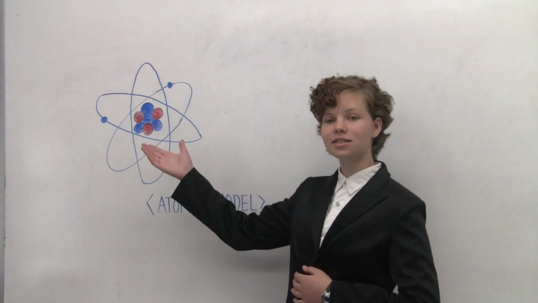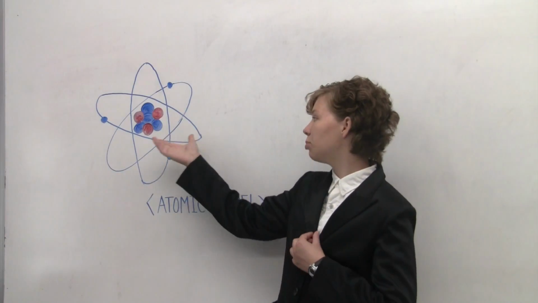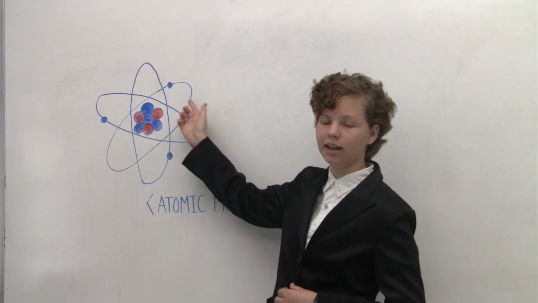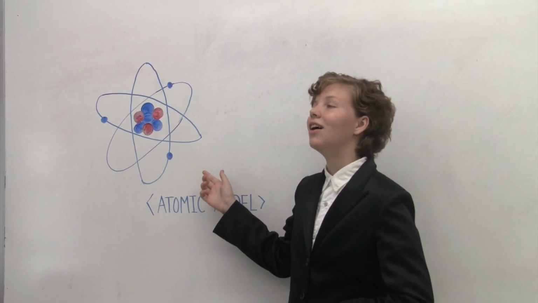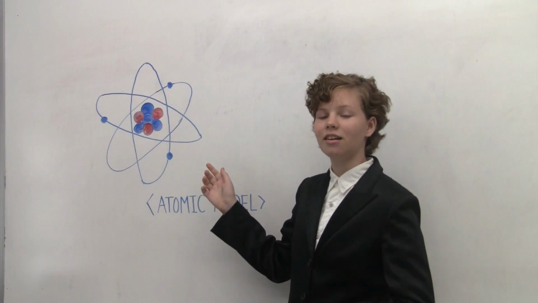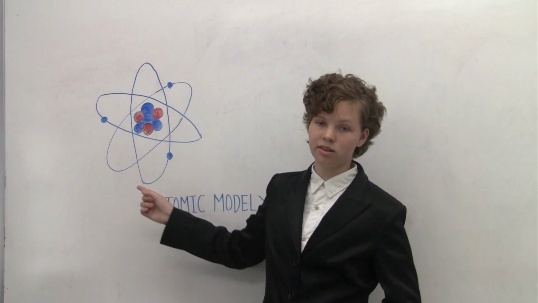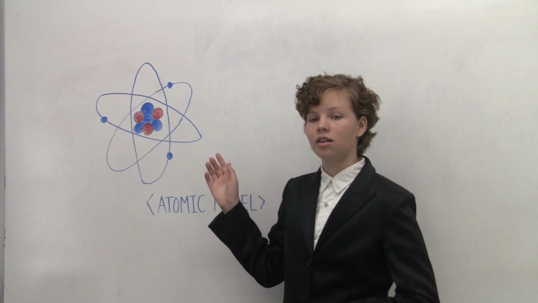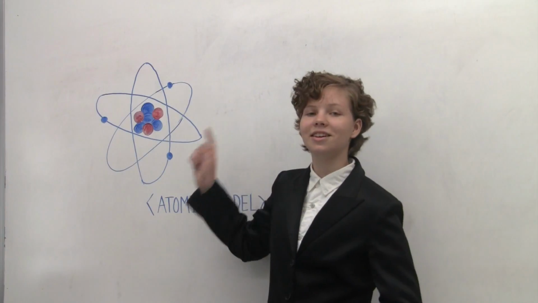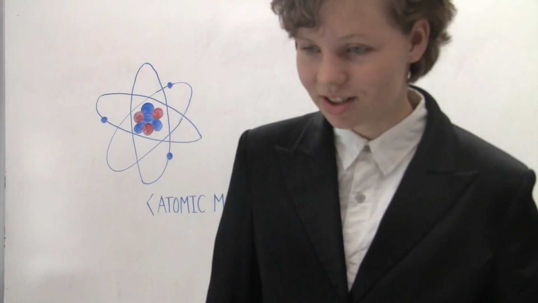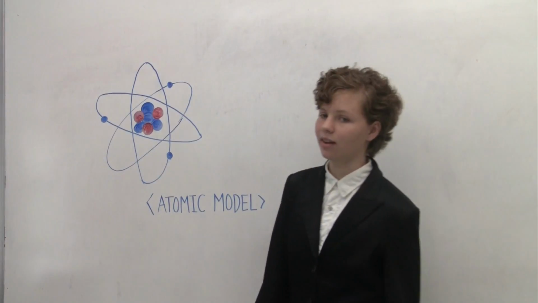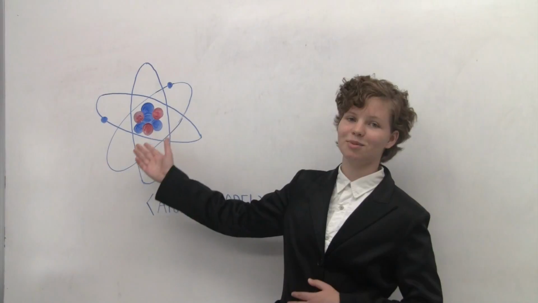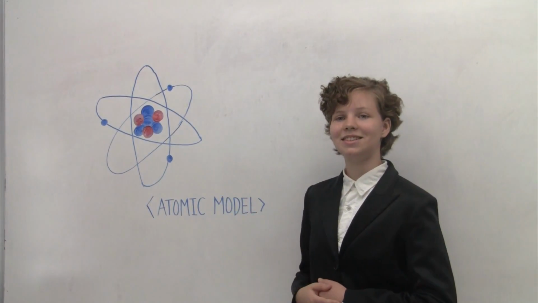This is the atomic model. It shows a positively charged nucleus surrounded by negatively charged electrons. I first discovered that the electrons traveled in orbit around the nucleus. Then I discovered that the outer orbit determines the properties of the element. Does that make sense?